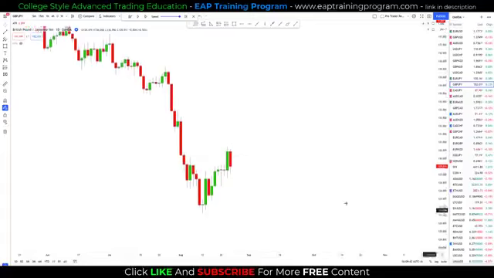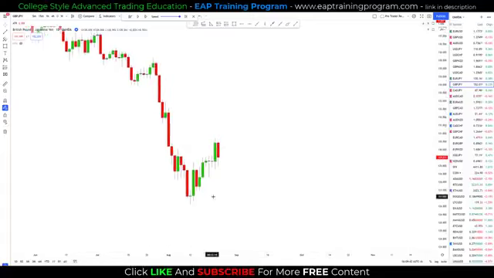So after we see a first bottom, this looks like what? This looks like a regular pullback, but this is a situation where we could possibly see a double bottom and a reversal. Now, what are the rules for that double bottom? As I mentioned earlier, you always want to have rules for each chart pattern that you're going to be trading.